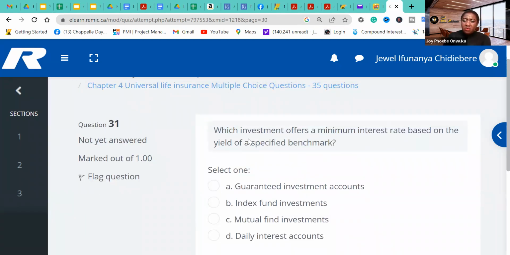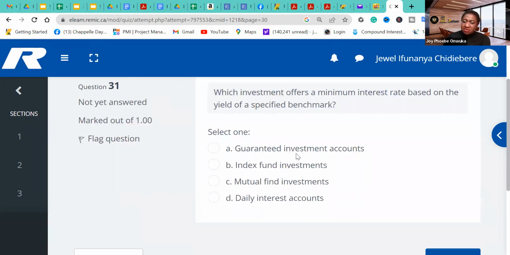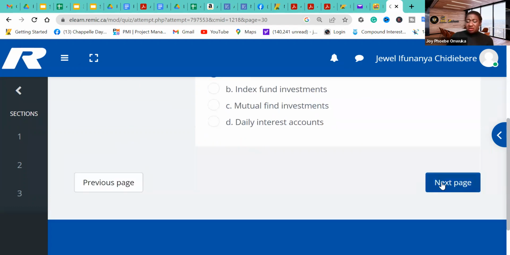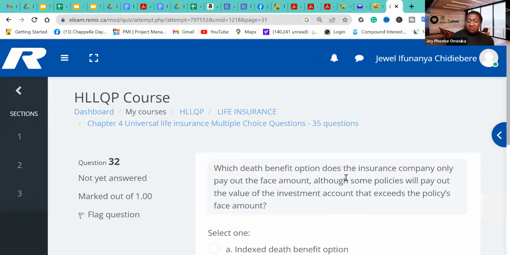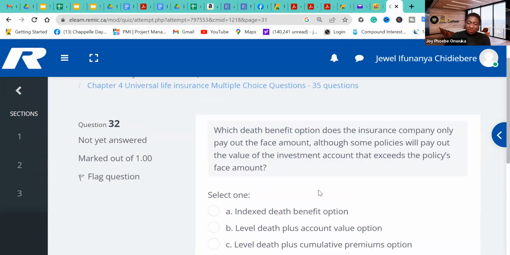Which investment offers a minimum interest rate based on the yield of the specified benchmark? Guaranteed investment account, index fund investment, mutual fund, daily interest. Minimum based on yield of specified benchmark. I'll go with guaranteed because it mentioned specified, but again, we are 4 questions away from finding the truth.